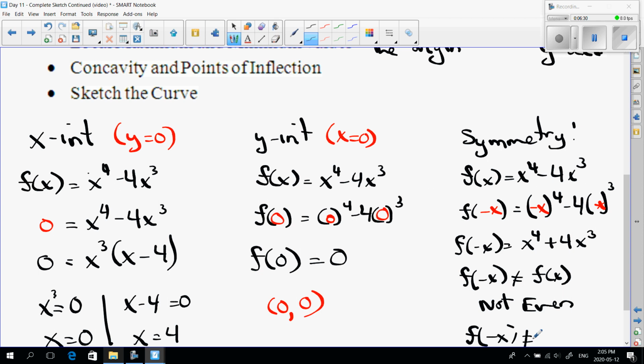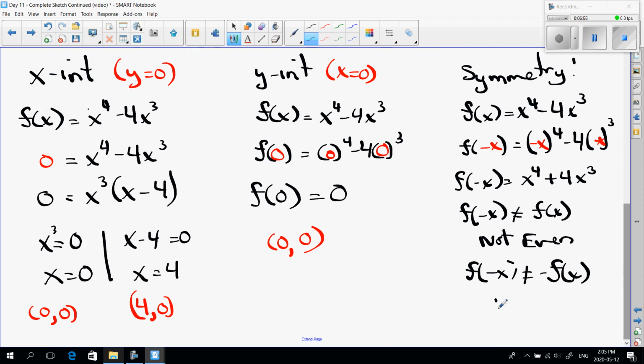And we can also see that f of negative x does not equal negative f of x. Now, in order for that to be true, both of these original signs would have to be changed. So this would have to be a negative x to the fourth and a positive 4x cubed. That's telling you to take the f of x function and multiply the output by negative 1. So multiply all the terms by negative 1. That didn't happen either. Only this sign changed. So we'd say it's not odd.